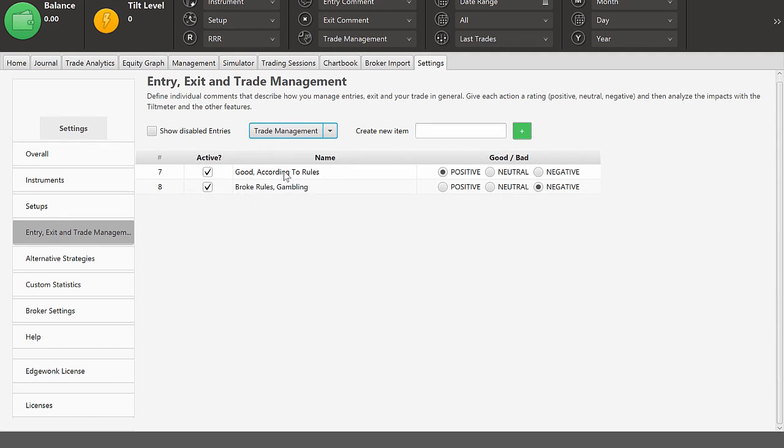I always put gambling behind entries where I broke my rules because I want to remind myself that whenever I break my rules, I'm trading outside of the statistical set, which is my system, and then it's basically gambling.